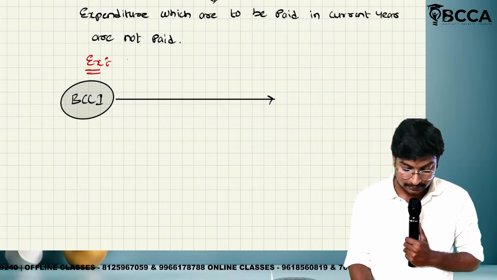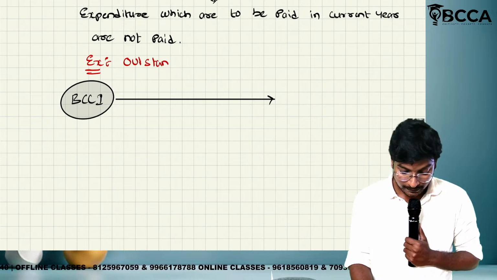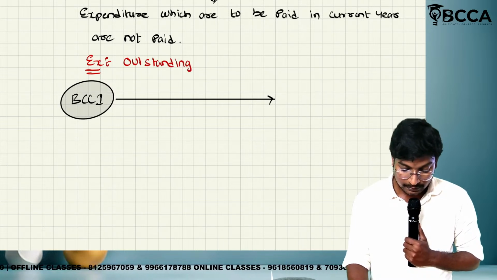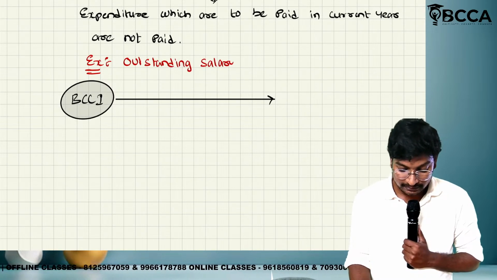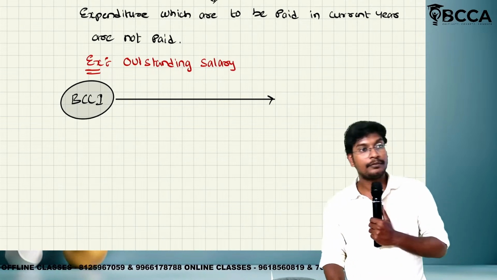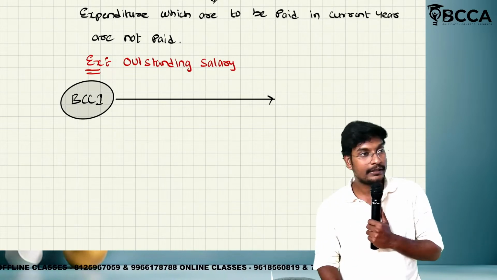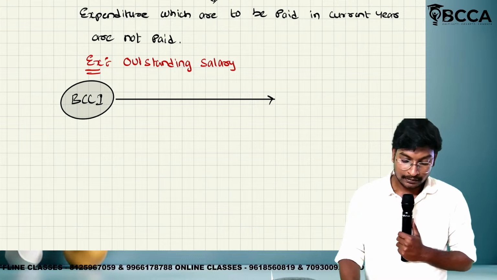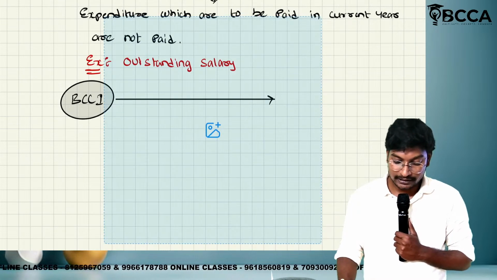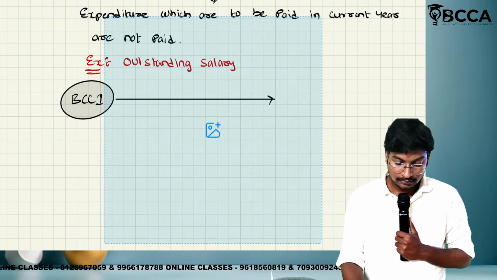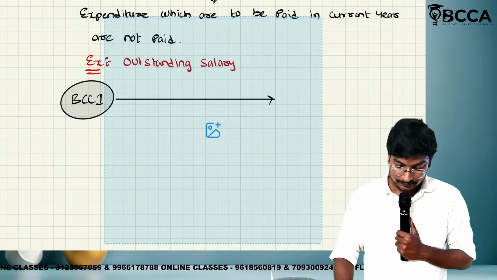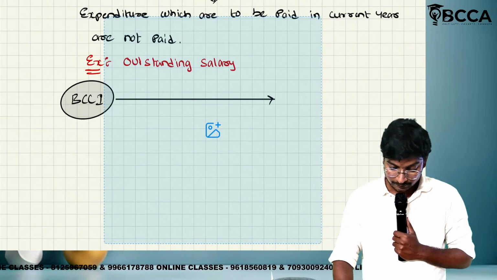Example is called as outstanding salary. What is the meaning of outstanding salary, sir? Salary which has to be paid in the current year, paid or not paid. So I am taking one of the employees in BCCI.